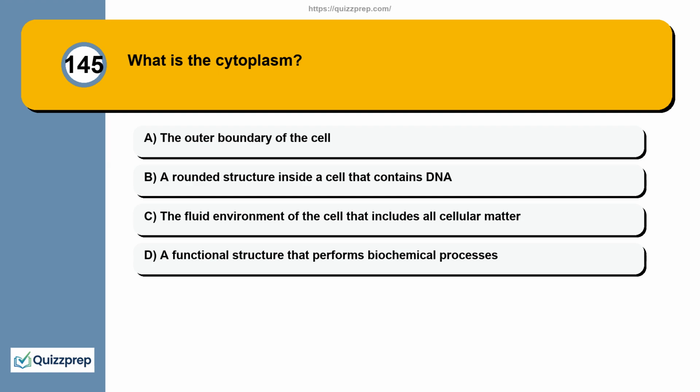Question 145. What is the cytoplasm? Option A, the outer boundary of the cell. Option B, a rounded structure inside a cell that contains DNA. Option C, the fluid environment of the cell that includes all cellular matter. Option D, a functional structure that performs biochemical processes.